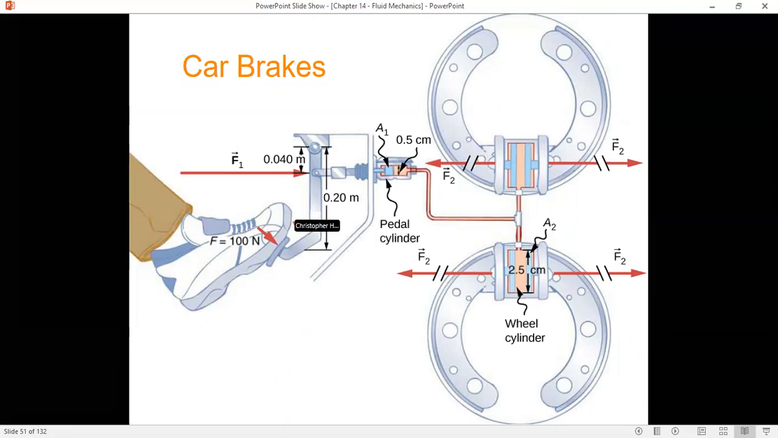This is neat because actually the foot is only exerting 100 newtons of force. However, due to the fact that it's a lever system, you exert many times greater force. As a result, this generates a large amount of pressure from the master cylinder, and this force is even further amplified by the larger cylinders in the brakes themselves.